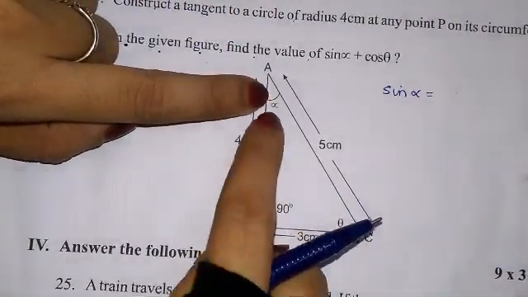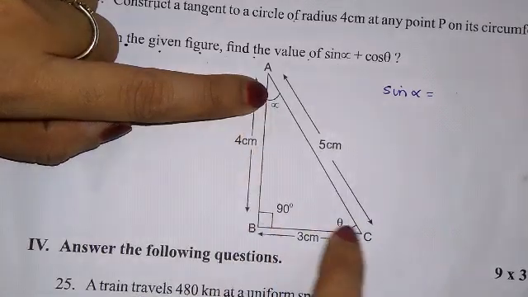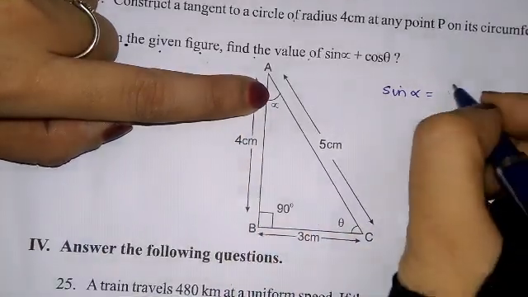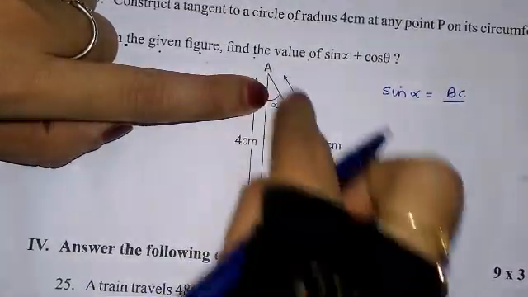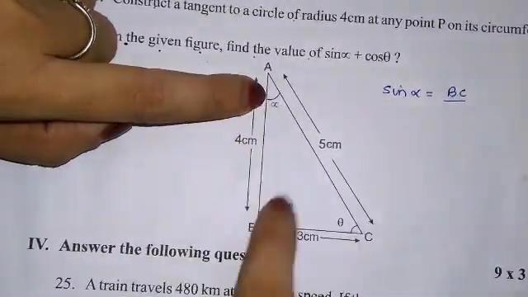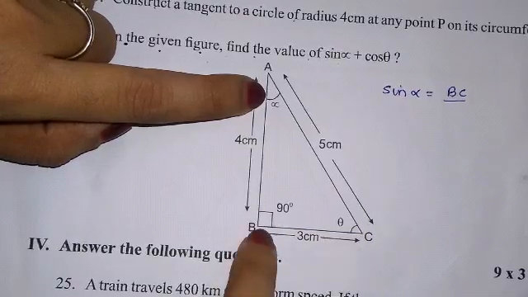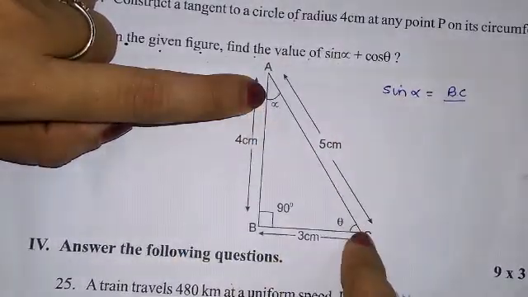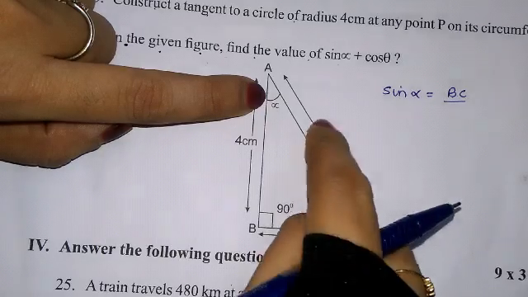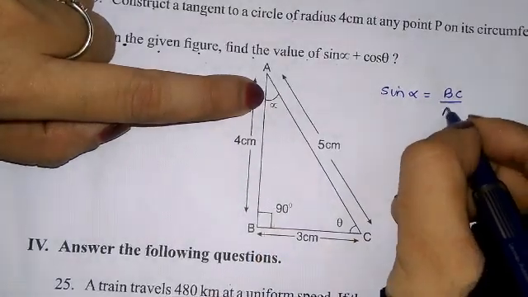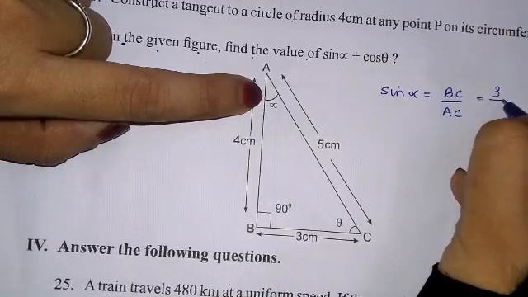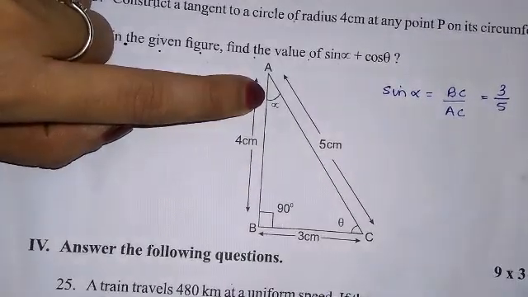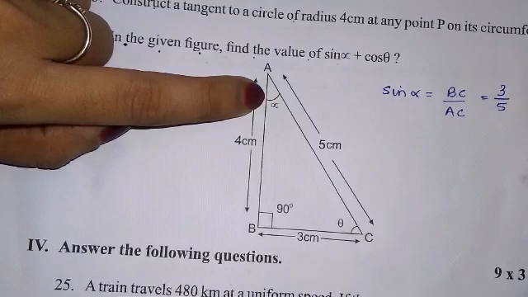Alpha, this means the opposite side is this, that is BC, opposite upon hypotenuse. The side opposite the angle is this. So BC upon AC, opposite upon hypotenuse. BC upon AC, that is 3 upon 5. We got the sine alpha value as 3 upon 5.